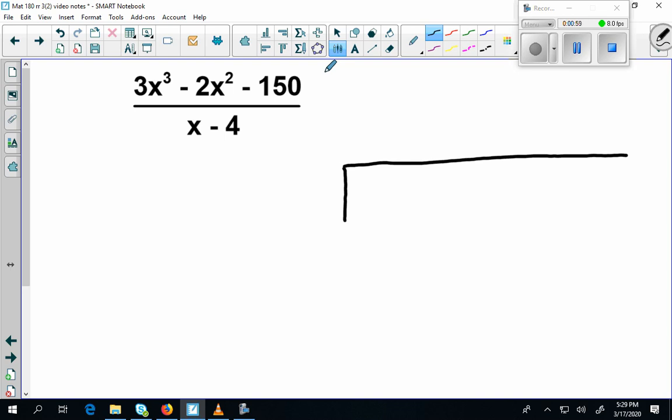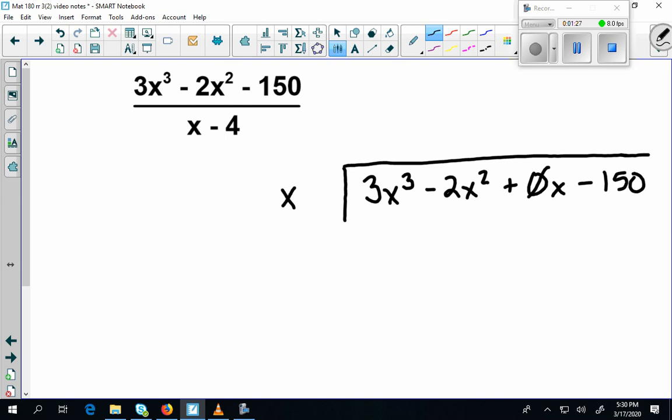So you see the 3 right there, you see the 2. I don't have a 1. So I'm going to have to put that placeholder in when I write my dividend under the bracket. So 3x cubed minus 2x squared, and then plus 0x minus 150. And then our divisor stays outside.